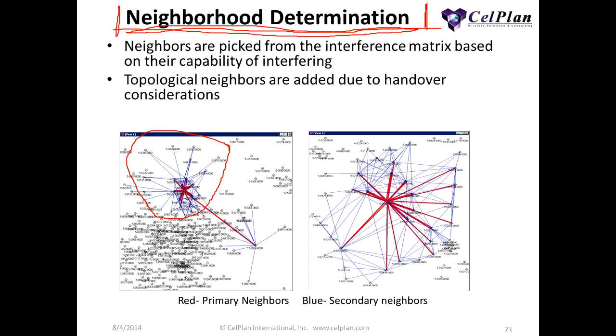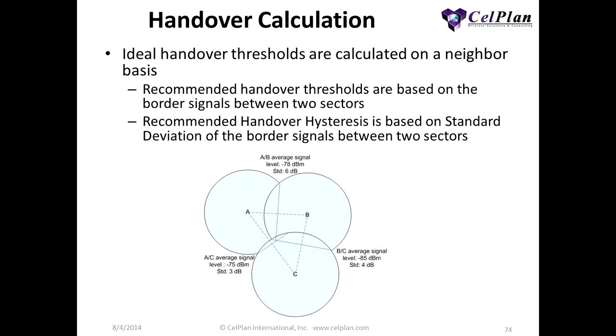And here we show primary first level neighborhood and second level neighborhoods, and you can see that some neighbors are very, very far apart. And that's what we call interference neighborhood, not geographic neighborhood. So in red we depict primary neighbors, and in blue secondary neighbors. And this is done automatically by our tool.